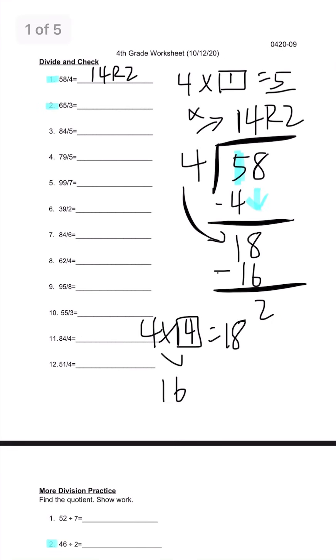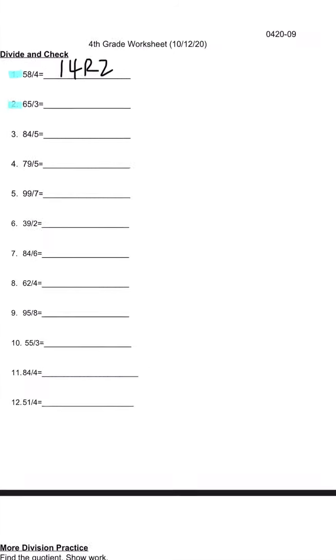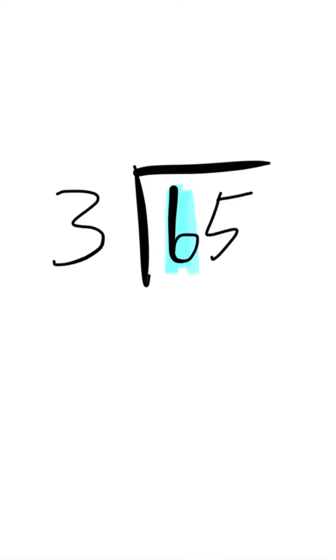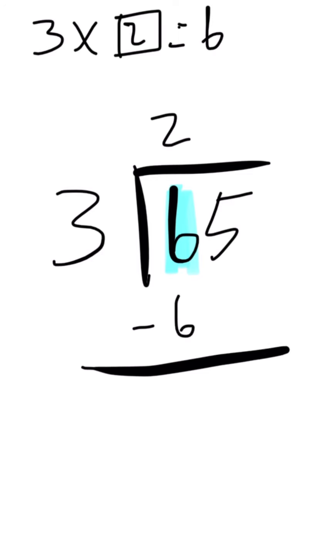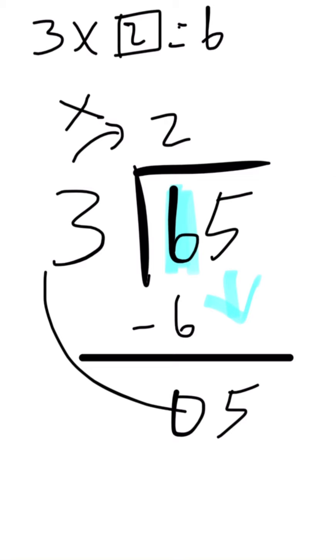Okay, I'll go ahead and erase that so I can solve number 2. Number 2 is 65 divided by 3. So again, we'll look at the first digit. You ask yourself, how many times does 3 go into 6? Now 3 goes into 6 perfectly twice. 3 times 2 equals 6. So we'll write 2 up here and subtract 6, because remember you multiply this way. Then 6 minus 6 is 0. Then you want to bring down the 5.